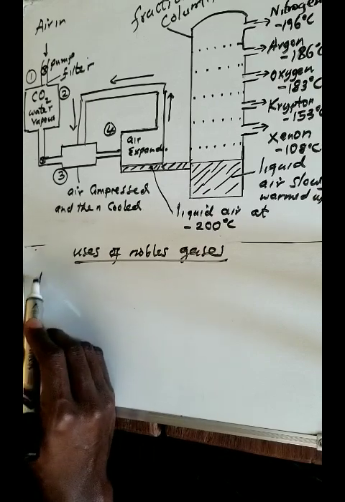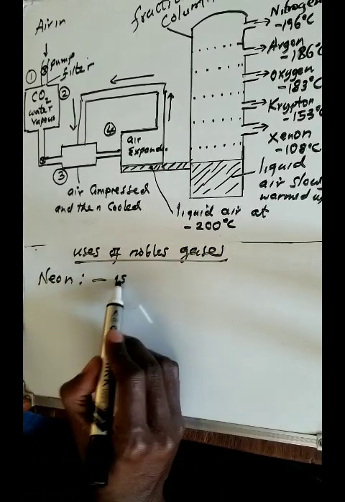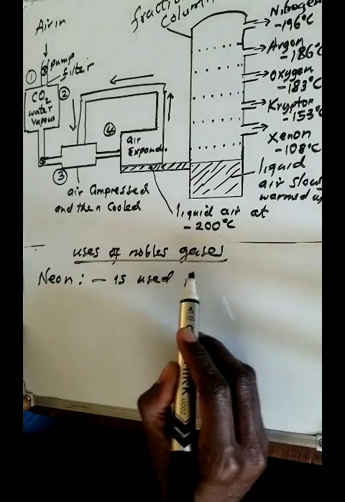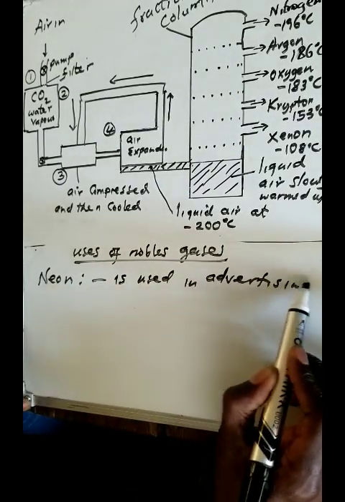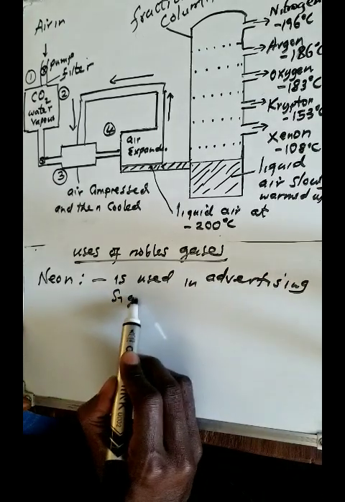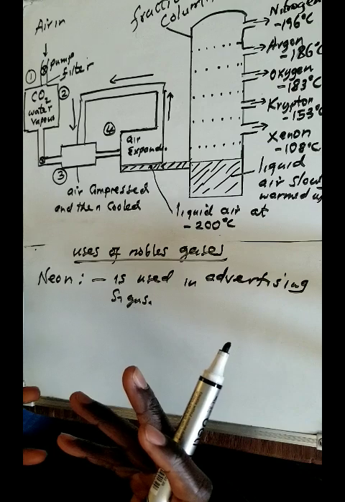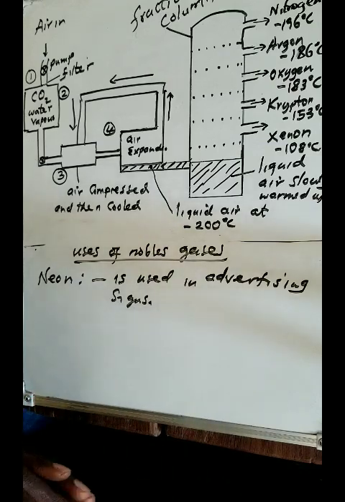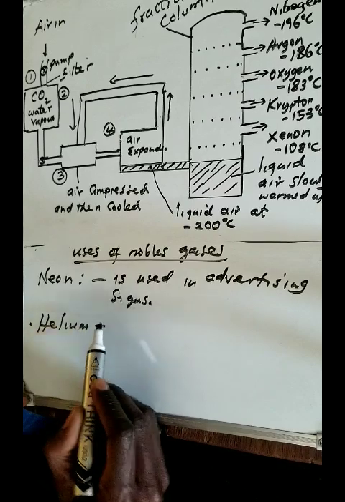For example, you can talk about neon. What is the use of neon? Neon is used in advertisement. So we use it in advertising signs because it glows red when a current is passed through it. Another use that we can talk about is helium.